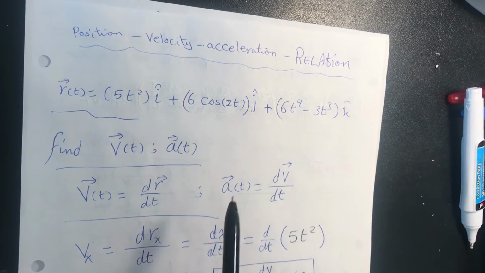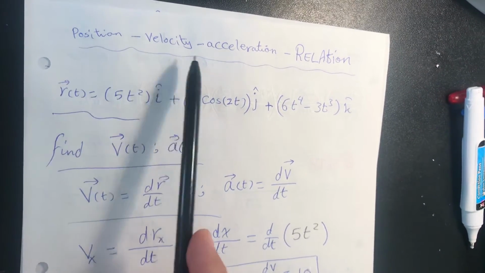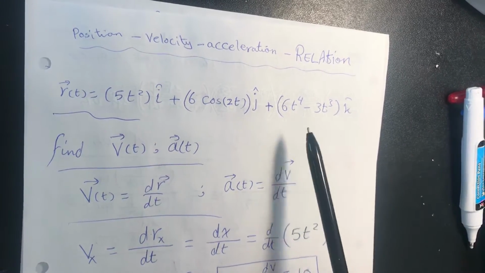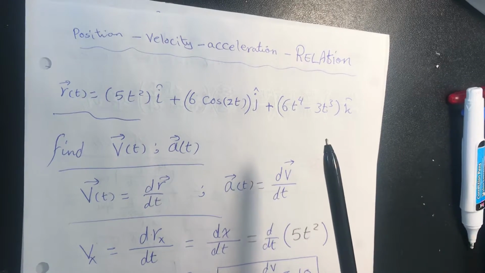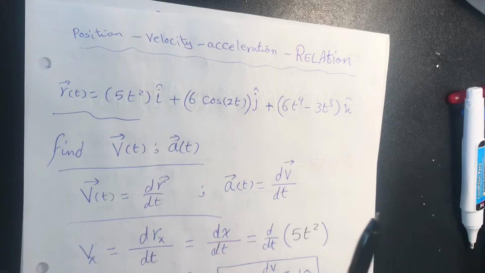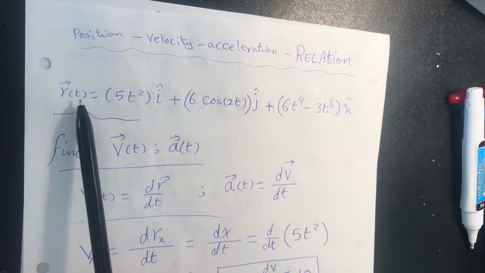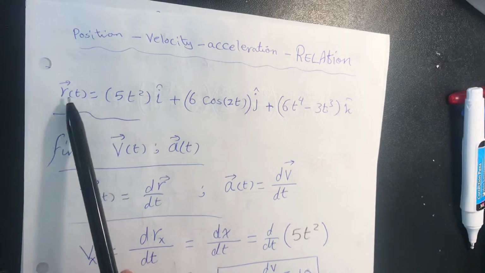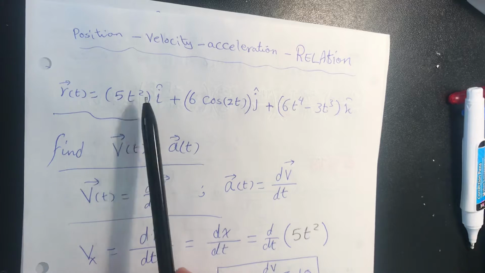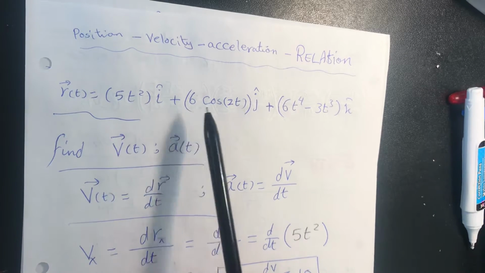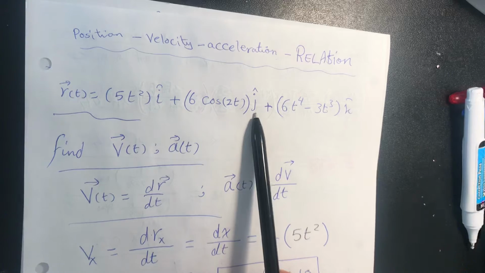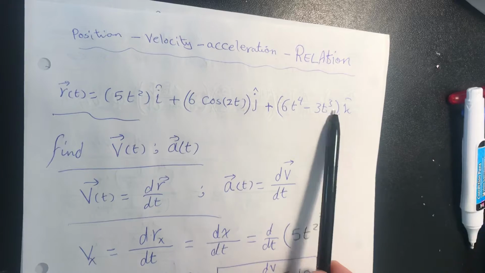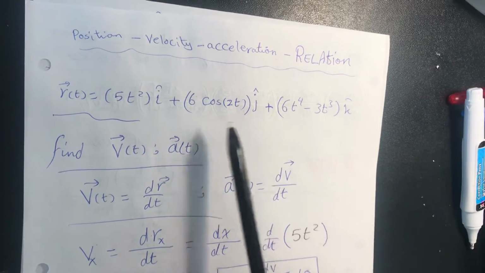Another way now to deal with the position and velocity and acceleration vectors and their relations together with the time parameter. If we have, for example, the position vector r of t equal to 5t squared in i direction plus 6 cosine 2t in j direction plus 6t to the 4 minus 3t cubed in k direction. It is just a moving body.